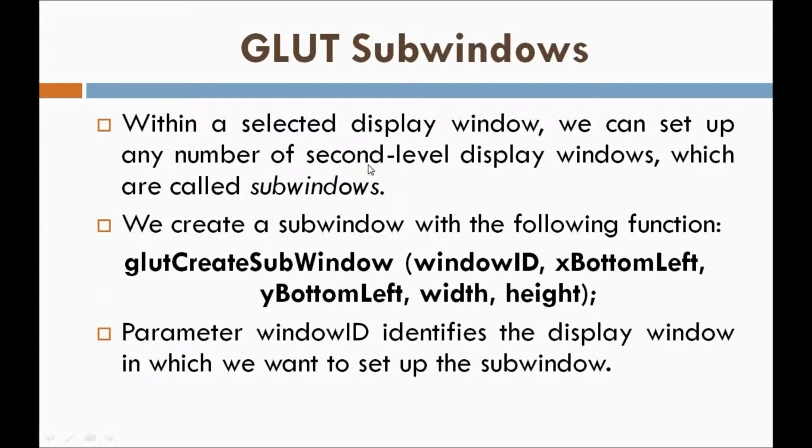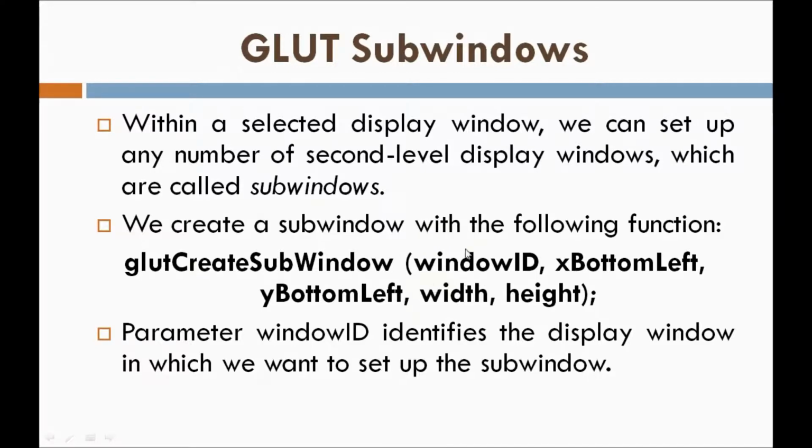Sub windows means you can create windows within a window. For example, think that my main window is 1. 1.1 is my sub window, 1.2 is my sub window, 1.3 is a sub window. Like that, we can create nested windows within windows. So how can you do that? You can create nested windows within a window using the command glutCreateSubWindow.